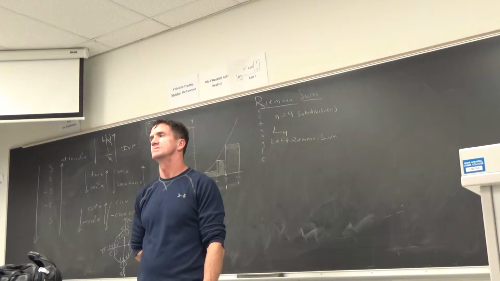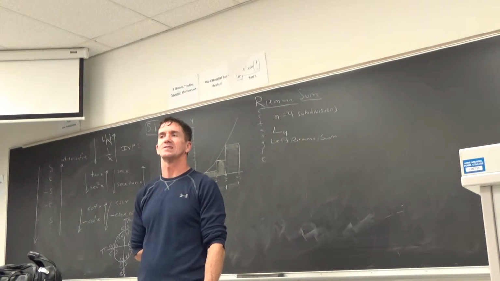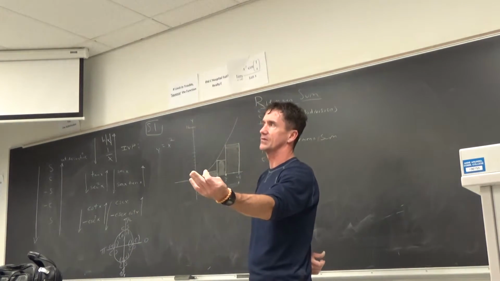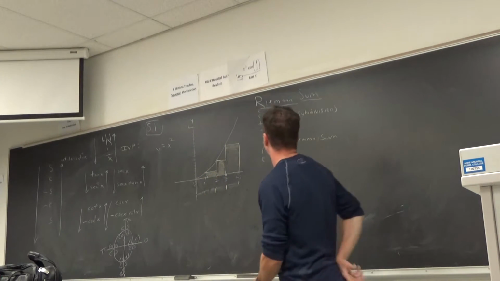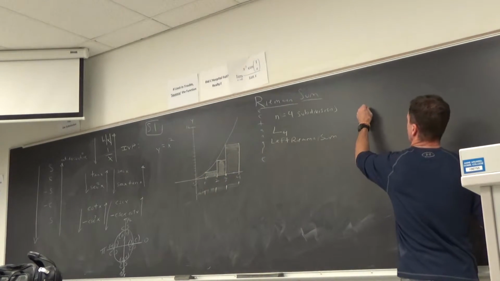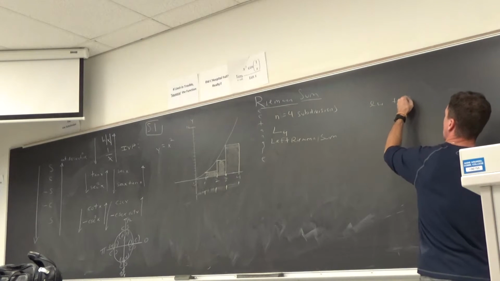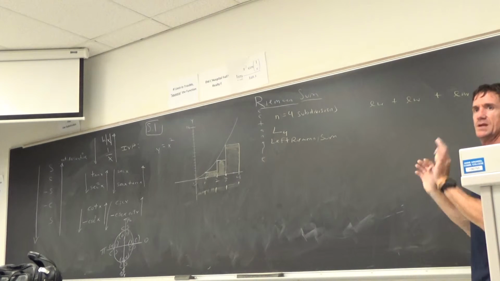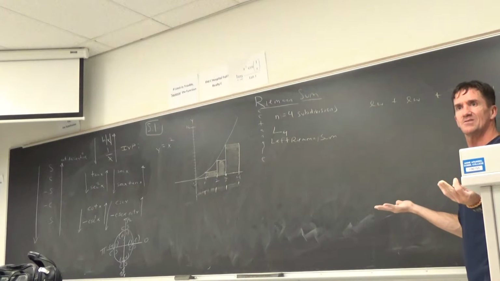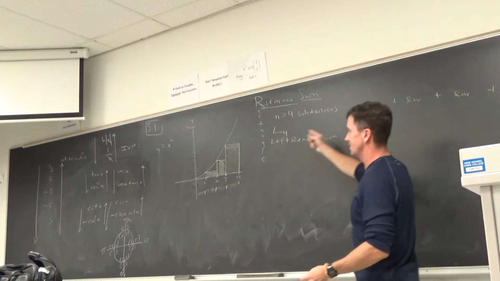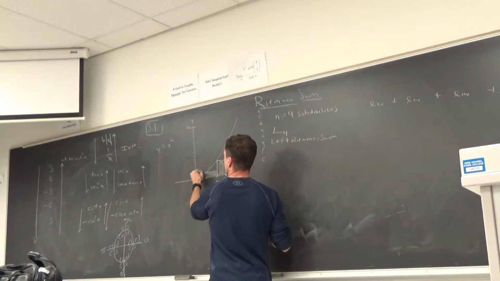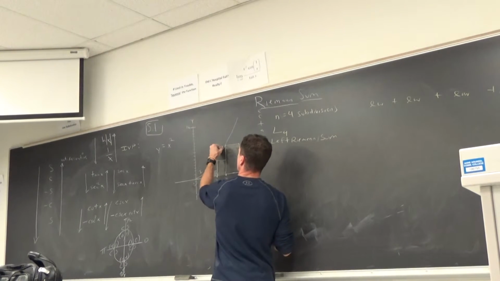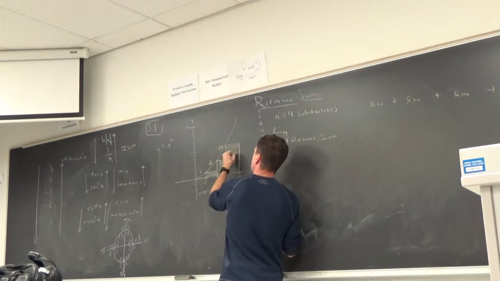Are you ready? Let's get the area of these rectangles and add them up. Now, what's the formula for a rectangle? Length times width. So it looks like I need an L times W plus an L times W plus an L times W plus an L times W. And this will give me an estimate of the area under the curve. Now, here's rectangle 1, rectangle 2, rectangle 3. Maybe I should draw them in here.